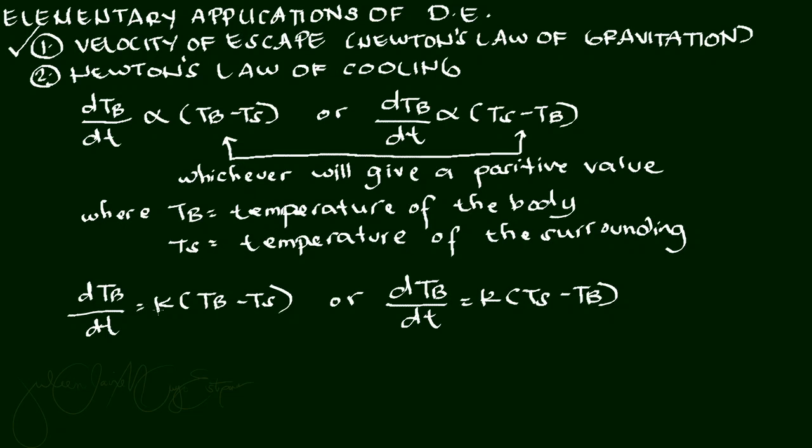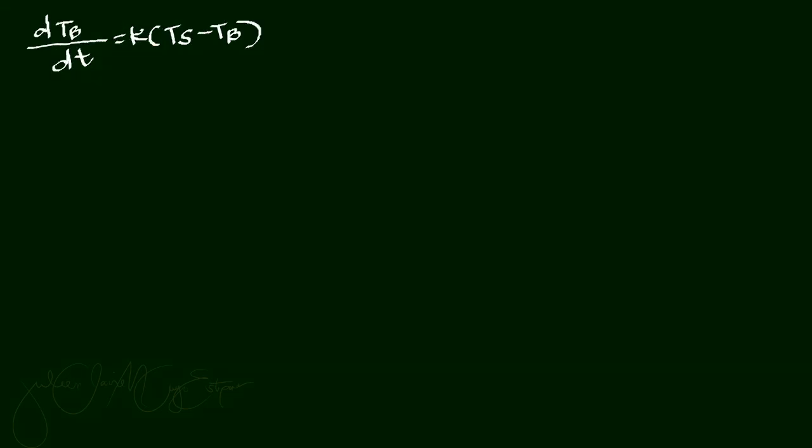That is equal to K times TB minus TS, where K is the constant that is required in getting the temperature in a given problem. So we're going to get first the constant for that. To be able to get the constant K, we are to separate the variables. If you remember your separation of variables, let us divide it by TS minus TB, and cross multiply that, that is K times dt.